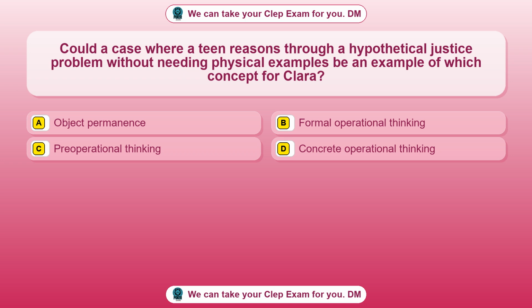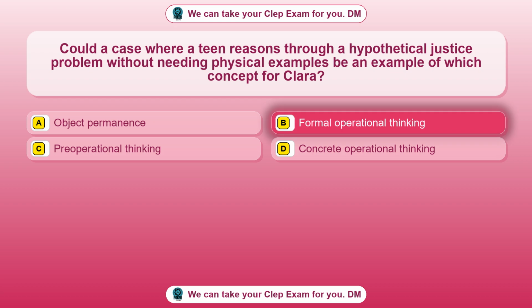Question 17. Could a case where a teen reasons through a hypothetical justice problem without needing physical examples be an example of which concept for Clara? Option A, object permanence. Option B, formal operational thinking. Option C, pre-operational thinking. Option D, concrete operational thinking. The correct answer is option B.